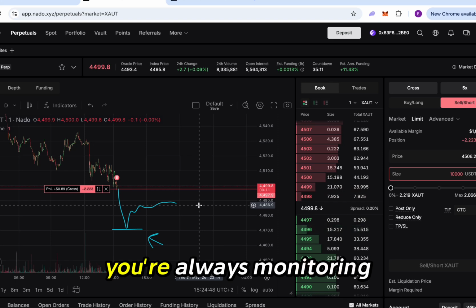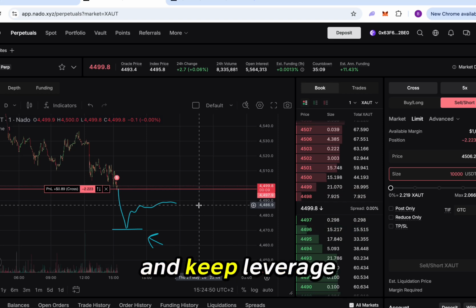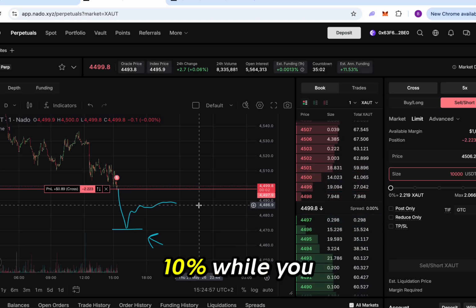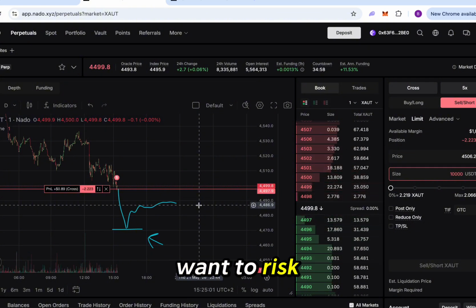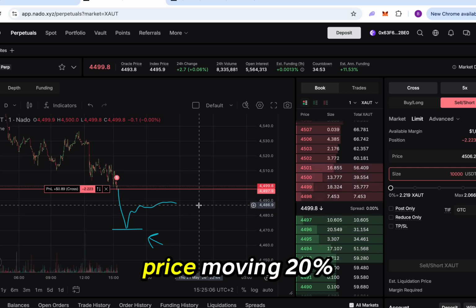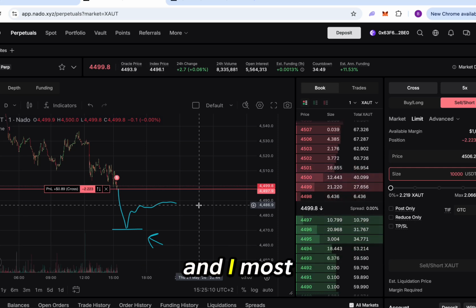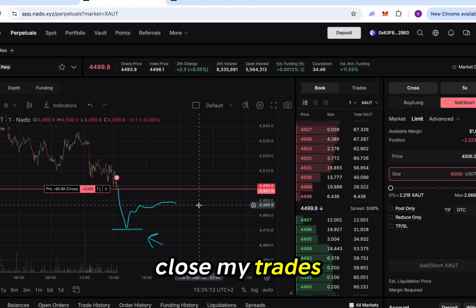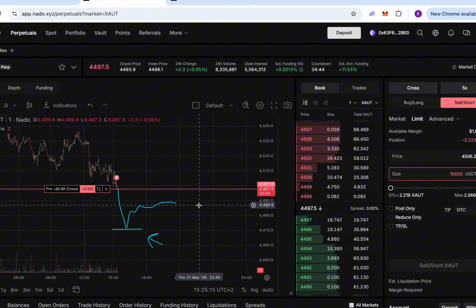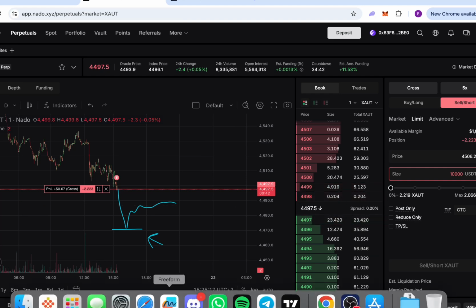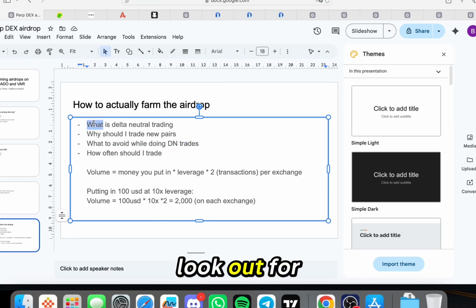You want to make sure that you're always monitoring the charts and keep leverage a bit low. You can go 10x if you want, because what are the odds that price moves 10% while you're asleep? Really low, but you don't want that risk. So I'm always going at the 5x. Odds of price moving 20% if you're asleep is quite low, and I most often close my trades in the evening as well. So that's what you want to look out for.